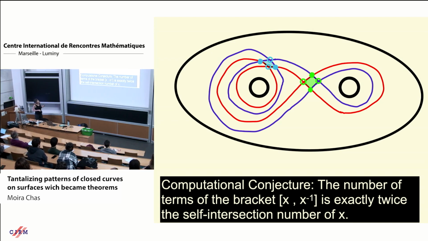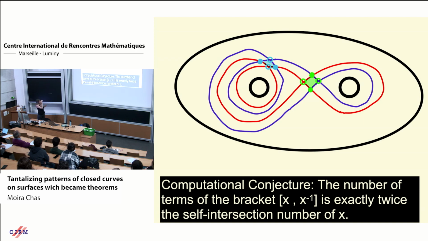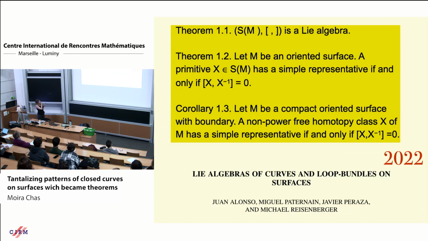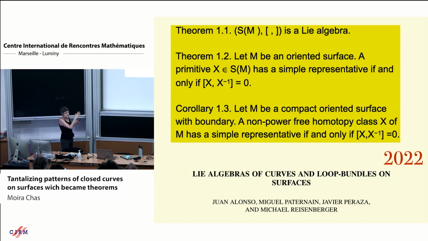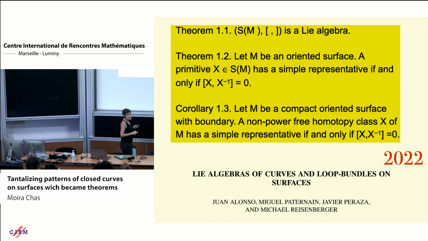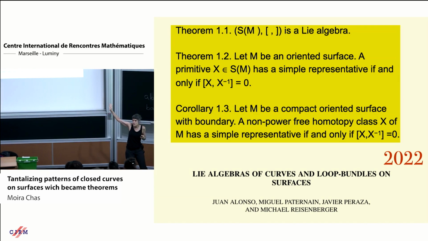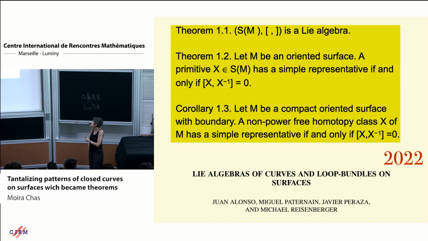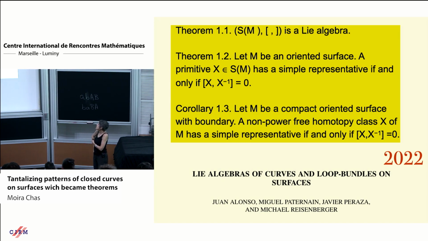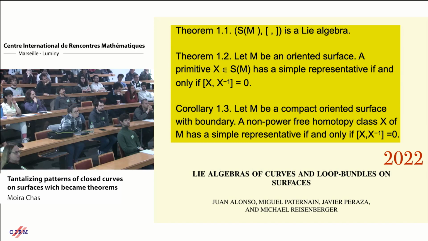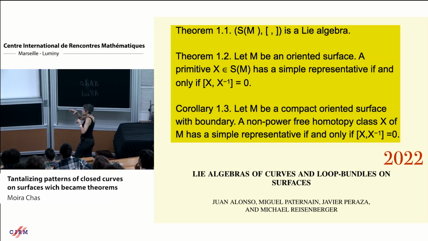And I tried to prove it, and this was a long time ago, never succeeded. Now recently, I think in April of this year, this paper appeared where they prove this special case. I joined forces with one of these co-authors, Miguel Paternain, and we tried to prove it. No success, but they finally managed to prove that if the bracket of x with x bar is 0, then x is simple. And this is a proof for people who like geometric group theory, because they use a lot of their tools.